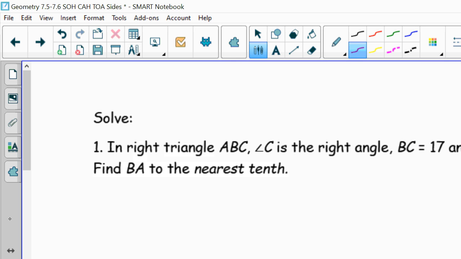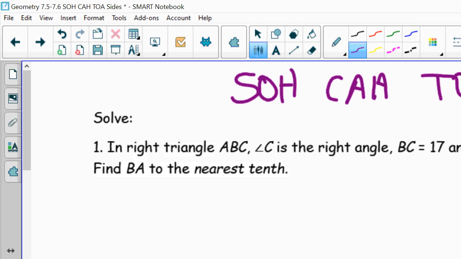All right. So first thing we're going to do, we're going to write SOH CAH TOA at the top of our page. We're going to do that every time to get used to that. That's going to help us memorize this. Number one, in a right triangle ABC, angle C is the right angle. BC is 17. Angle B is 35 degrees. Find BA to the nearest tenth.